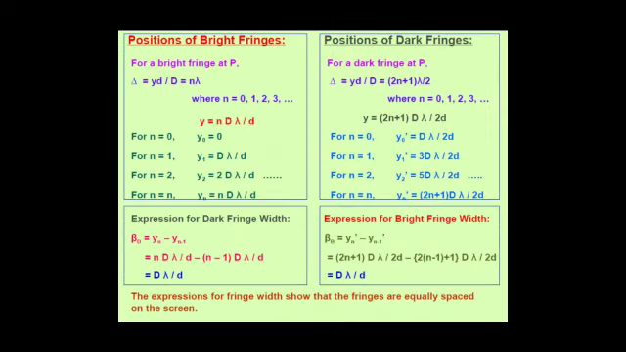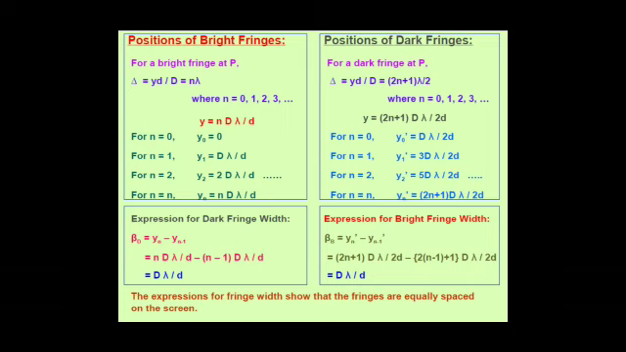Depending on this path difference, we will obtain maxima or minima, that is the bright fringe or the dark fringe. For maxima, this path difference should be equal to n lambda, where n is equal to 0, 1, 2, 3. So the positions of maxima on the screen, by putting these values of n, will be 0, or lambda capital D by small d, or 2 lambda capital D by small d, or 3 lambda capital D by small d, and so on, and n lambda capital D by small d.